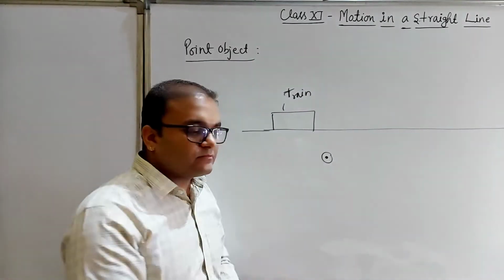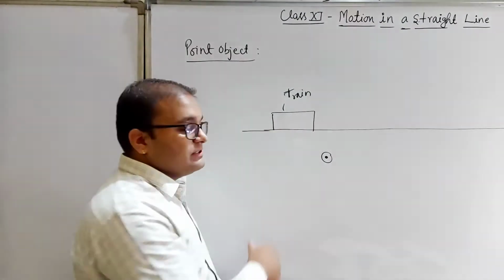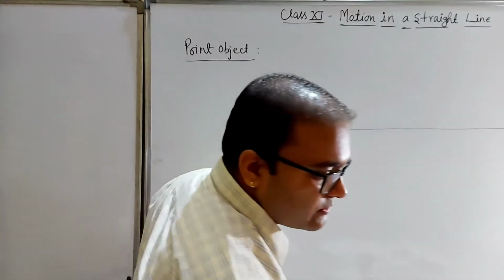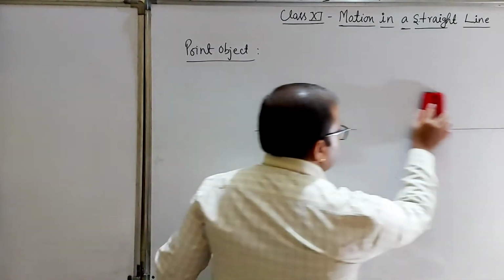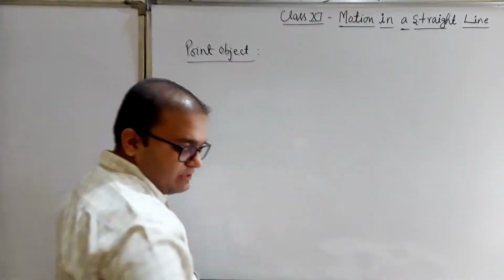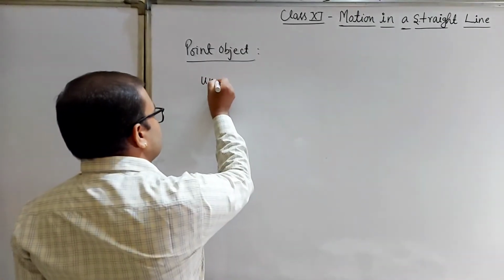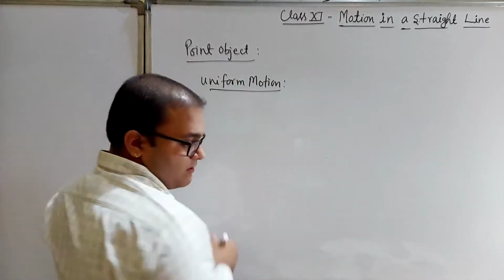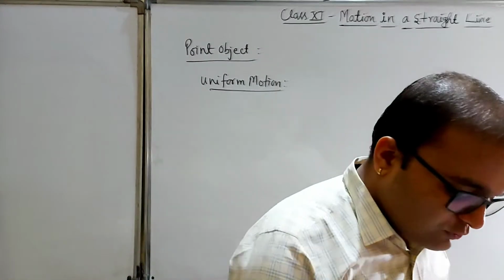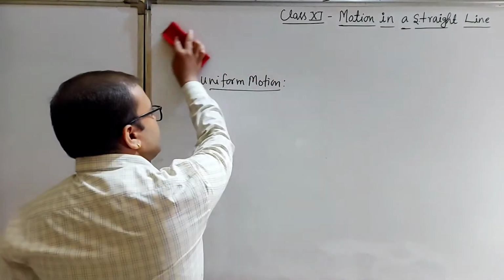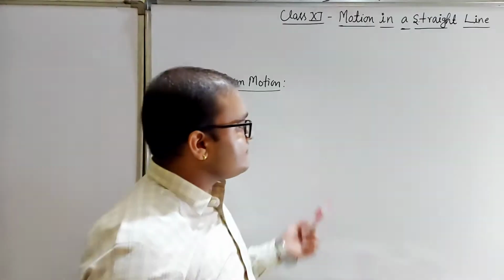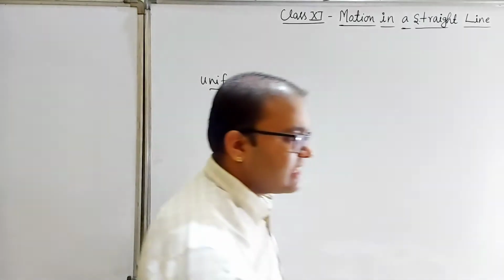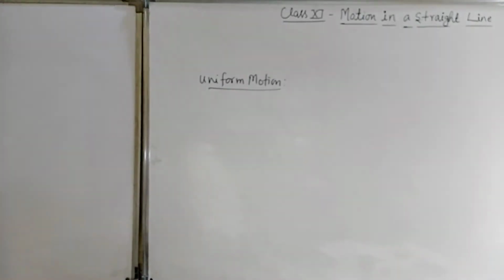And remember, in the case of a point object, we generally ignore its vibrational motion and rotational motion. We will talk about motion along a straight line. Now we all know about uniform motion from class 9th. What is uniform motion? The motion of an object is called uniform if it covers equal distances in equal intervals of time, howsoever small these time intervals may be.